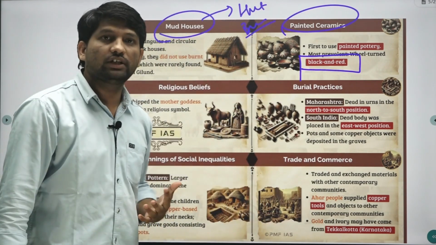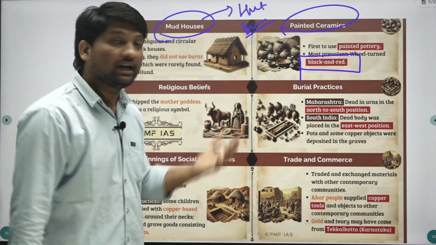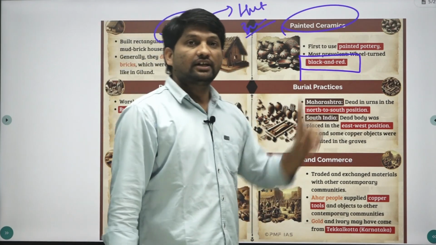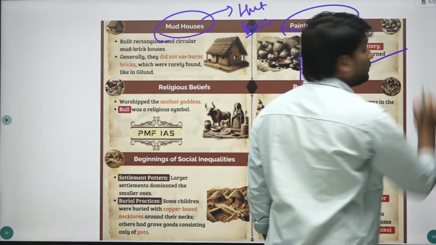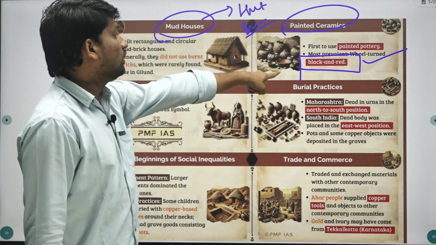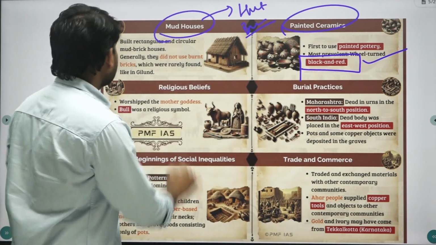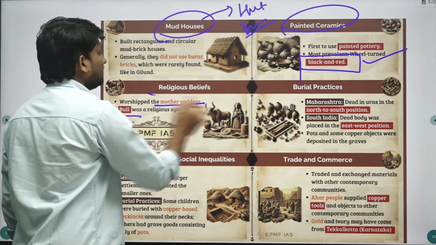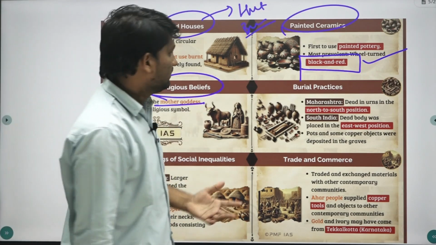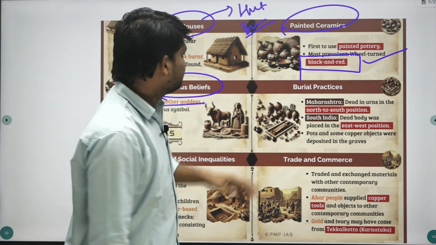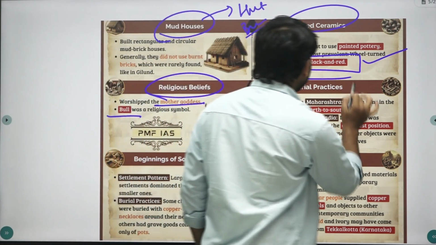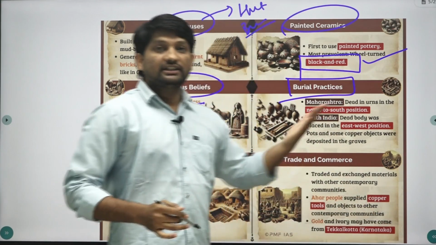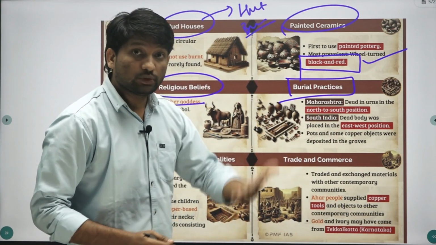During the Neolithic phase, people started producing pottery, but it was not colored. Chalcolithic people were the first who used colored pottery. Most common was black and red. We have found mother goddess figures and the bull, meaning they practiced religion. If you consider burial practices, the dead body was first placed in an urn, meaning a pot.